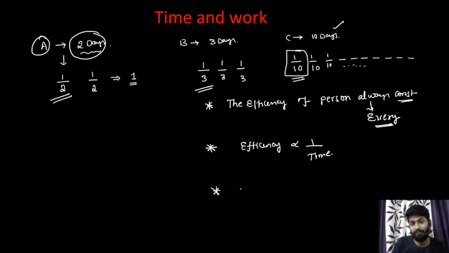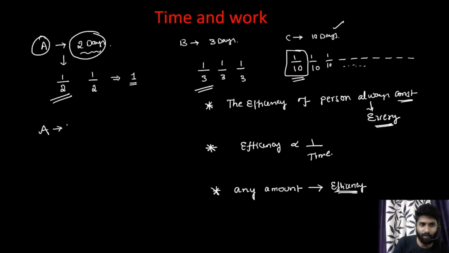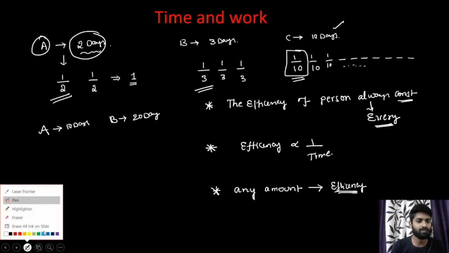For example, if any amount is distributed, an amount for certain work, the amount completely depends on the efficiency of the person. Based on efficiency only, we need to distribute the amount. Okay, let me give an example. A completes the work in 10 days, B can complete the work in 20 days. Then who is the most efficient person?